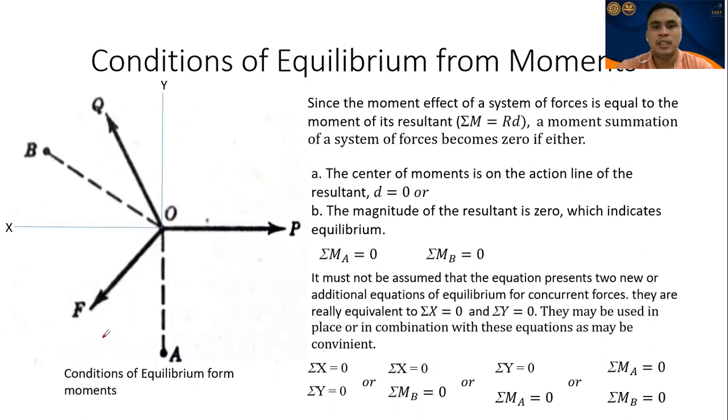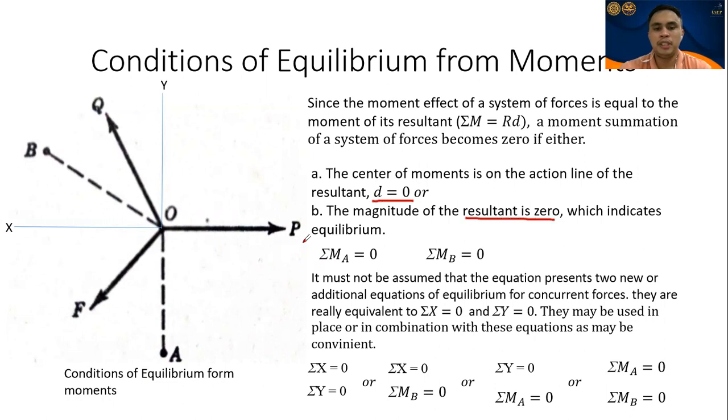Since the moment effect of a system of forces is equal to the moment of its resultant, or as per Varignon's theorem, the summation of moments of its components is also equal to the resultant times the perpendicular distance. A moment summation of a system of forces becomes zero if either A, the center of moment is on the action line of the resultant, so your perpendicular distance D will be equal to 0, or B, the magnitude of the resultant is 0, which indicates equilibrium.